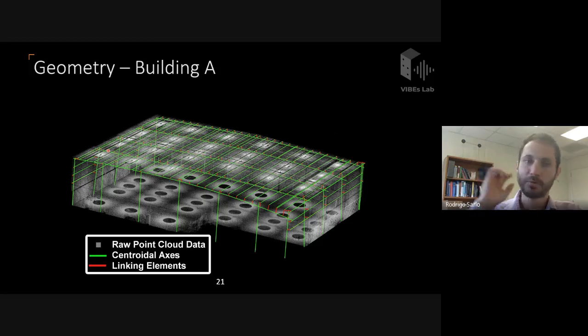So here's an example for a pretty clean building. This was an airplane hangar.